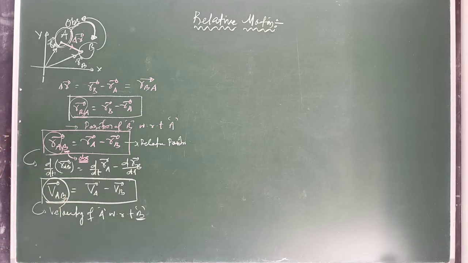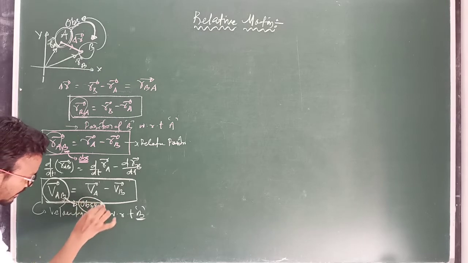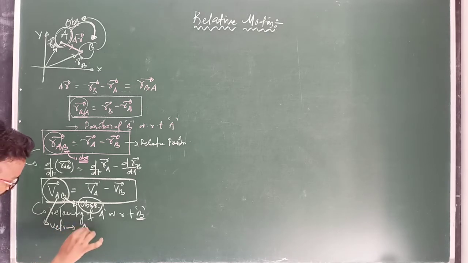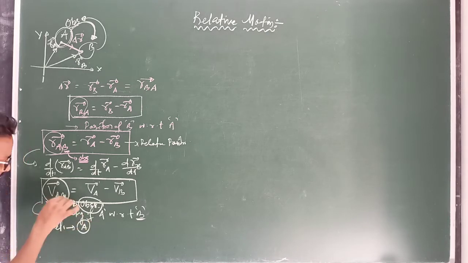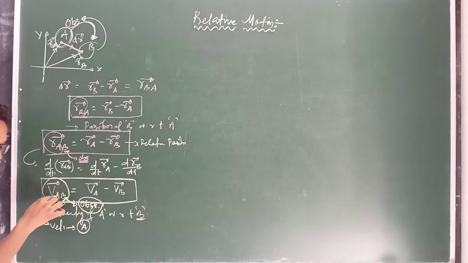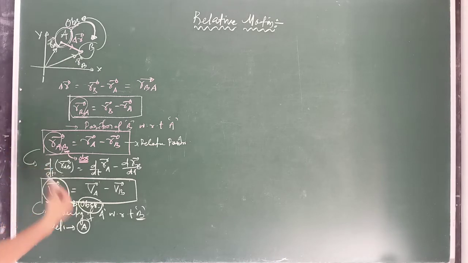And you have to remember one thing here. B means this is the position of the observer. A means velocity of A. This is the velocity of A. B is the position of the observer and it observes the velocity of A. This is known as the relative velocity of A with respect to B.